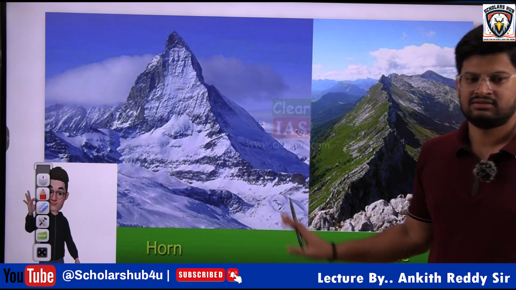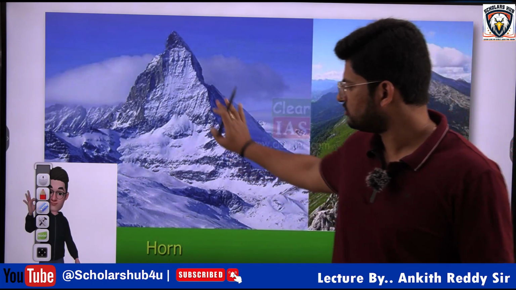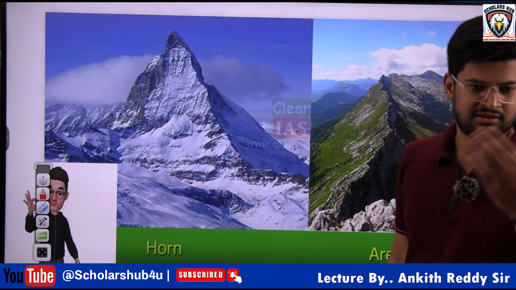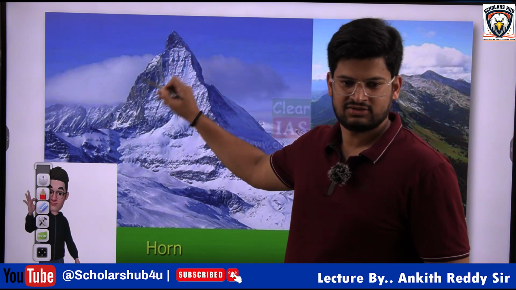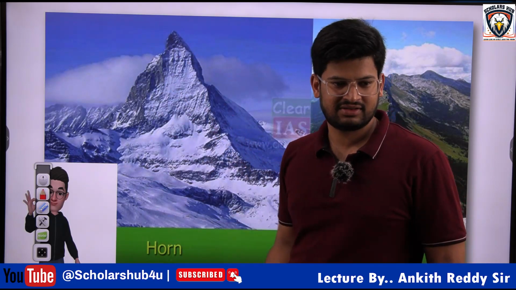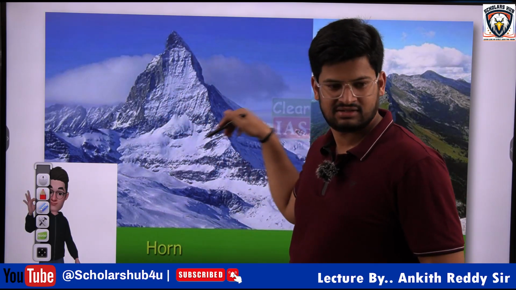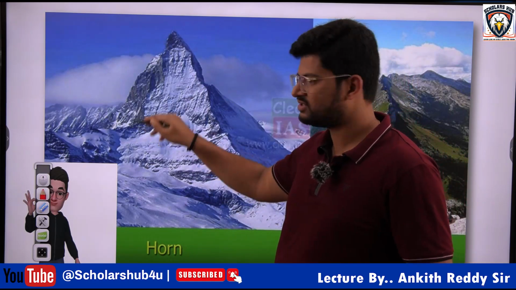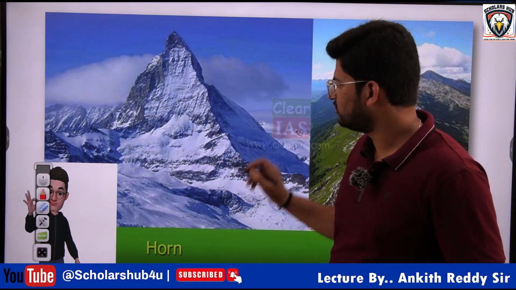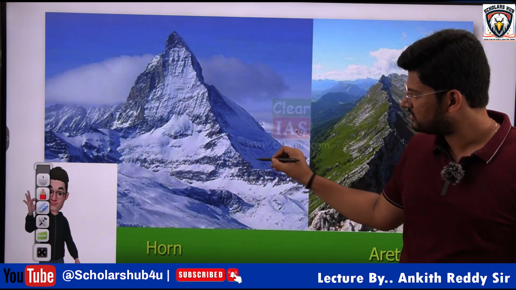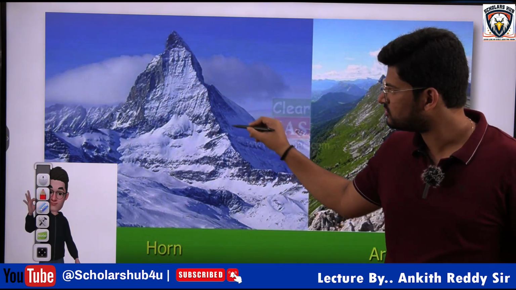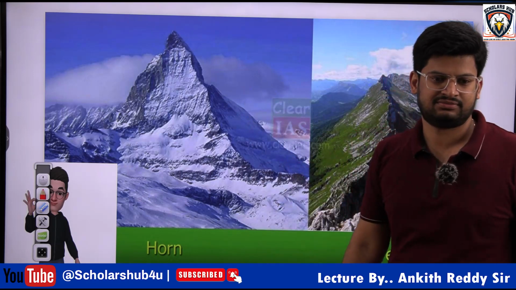Basically the mountain climbers use this arête to get to the peak of the mountain. So this is called the peak. The Himalayas are completely covered with ice, right? So in the Himalayas you find this kind of structure. Mount Everest is also this kind of mountain. It's very difficult to climb the mountain from the other side. That's why the mountain climbers use this arête to get to the peak.